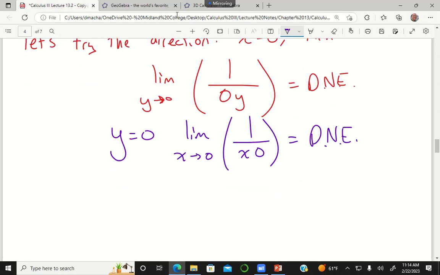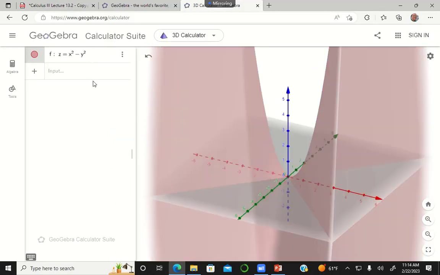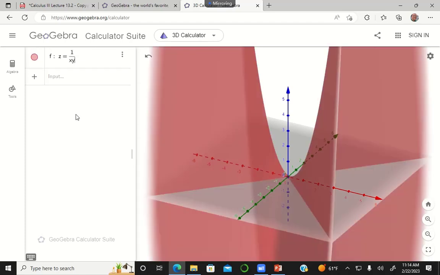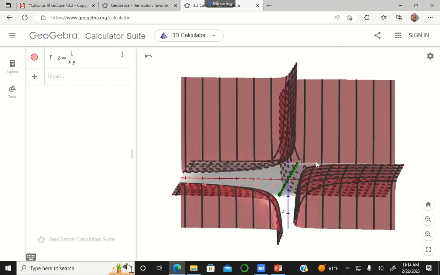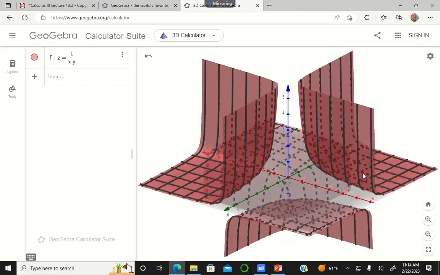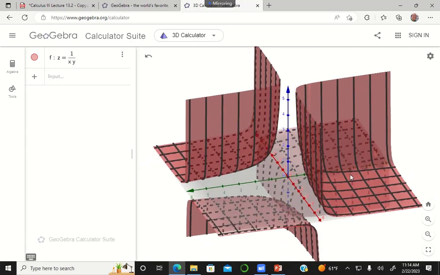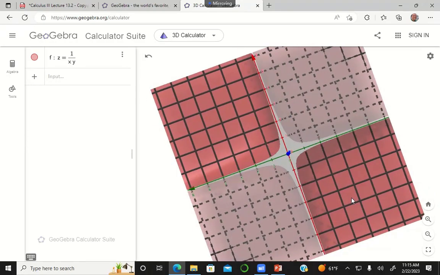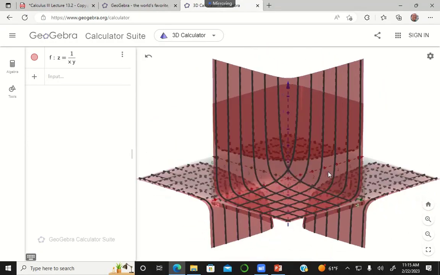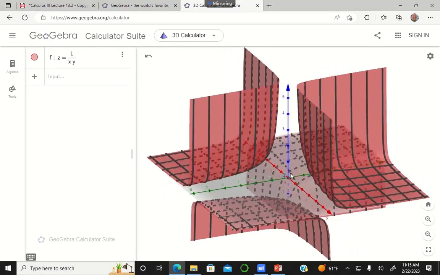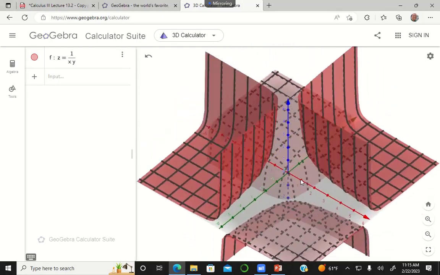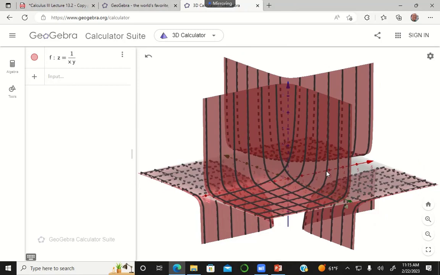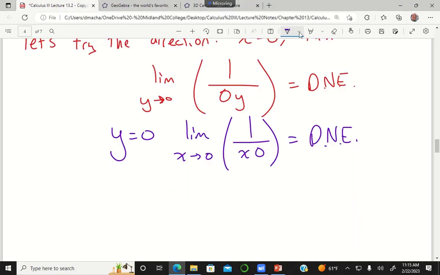We're going to try some other directions and some other examples, but for this example, like I said, as long as you find just one direction where the limit doesn't exist, then you know the limit doesn't exist. And so this is a pretty chaotic example if I show you the graph of it. This is the surface z equals 1 over x times y. And as you're approaching the origin from any direction, the limit doesn't exist. Let's try one more.